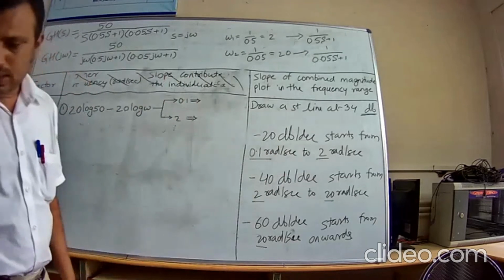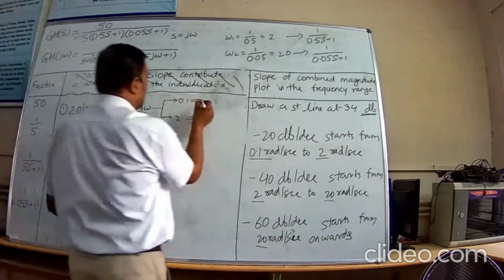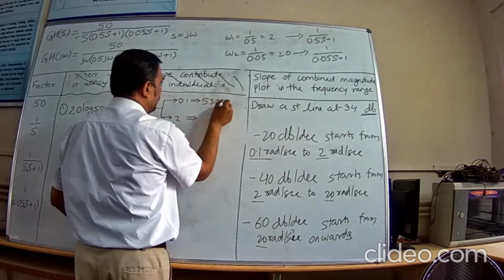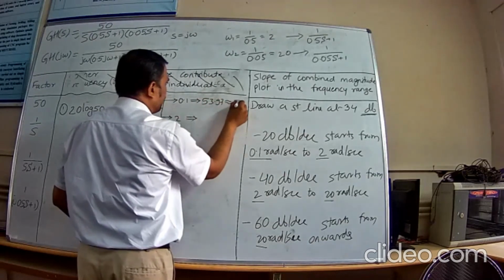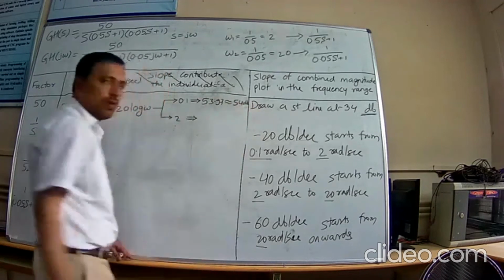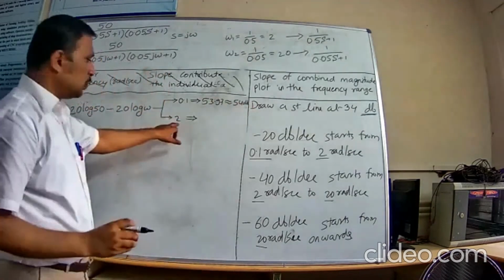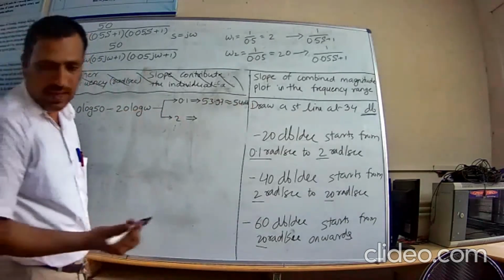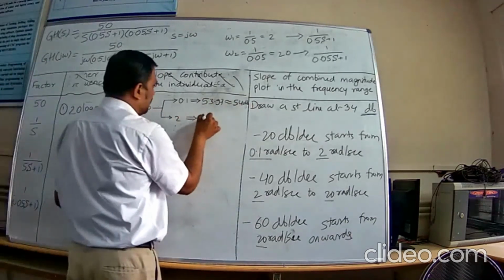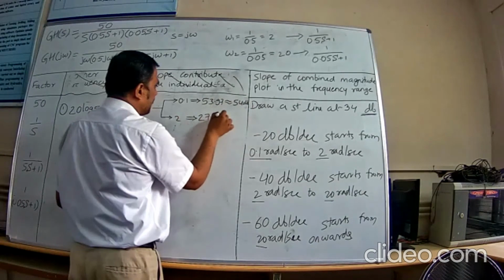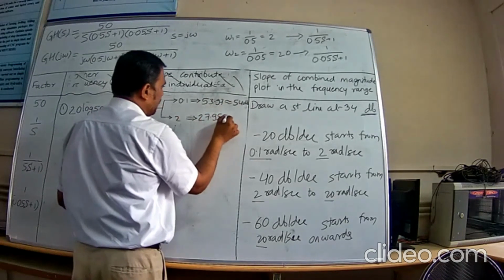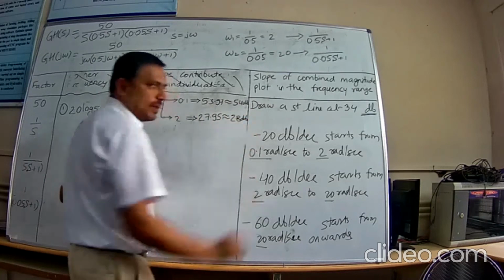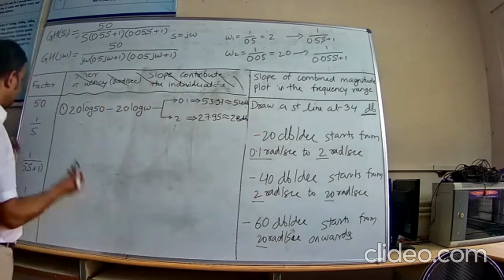If you substitute 0.1, you get 53.97. We will approximate it as 54 dB. When you substitute omega as 2 in this equation, we get 27.95. Again, we approximate to 28 dB. This is regarding the first equation.